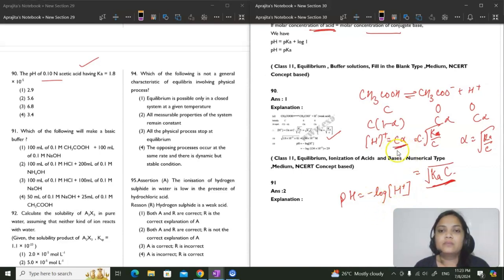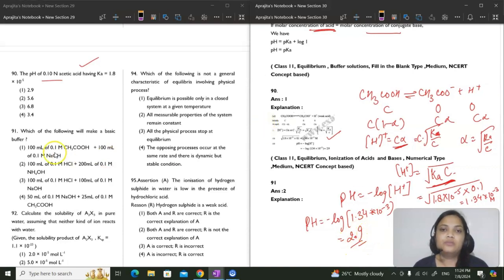Alright. So from here, find out the concentration. We have calculated the concentration of hydrogen ions. Ka is already given, 1.8 into 10 to the power minus 5, into concentration, which is given as 0.1. So it will come out to be 1.34 into 10 to the power minus 3 molar. Now just take the log of it, 1.34 into 10 to the power minus 3. You will solve it and it will come out to be 2.9. Okay, so it's option number 1.